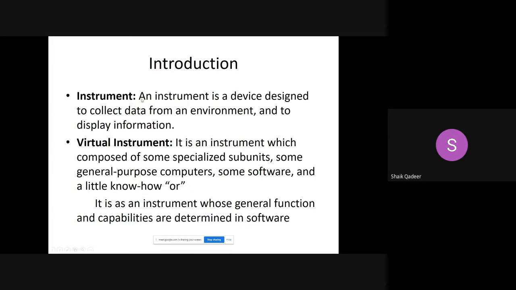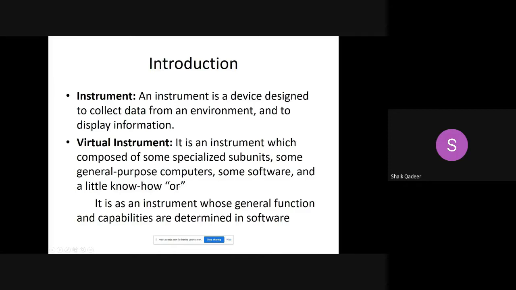So it is like a transducer whose job is to collect data, convert it to another readable form, and then display. So what is virtual instrument? As I already told you, it is actually the implementation of instrument on different platforms. So the platform here is nothing but a computer.